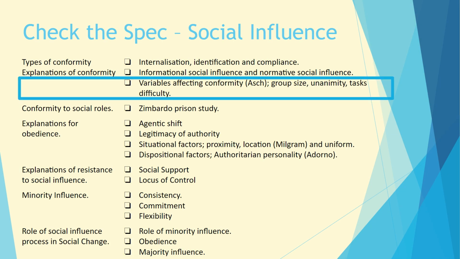When we check the spec for social influence, we can see that we are up to the second lesson, which is variables affecting conformity, and Asch is named in the specification because Asch's lines is a key study. This means that you could get a question that specifically asks you to outline and evaluate Asch's study. You could specifically get asked questions on these 3 variations on Asch's research as well. Okay, so group size, unanimity, and task difficulty are all named in the specification. You need to be ready for a question that specifically asks you about any of these 3 or Asch's original research.